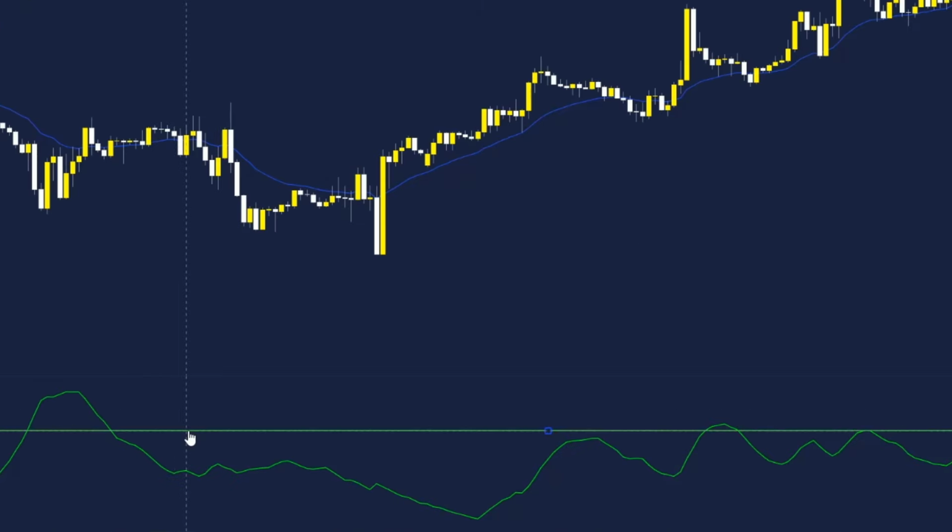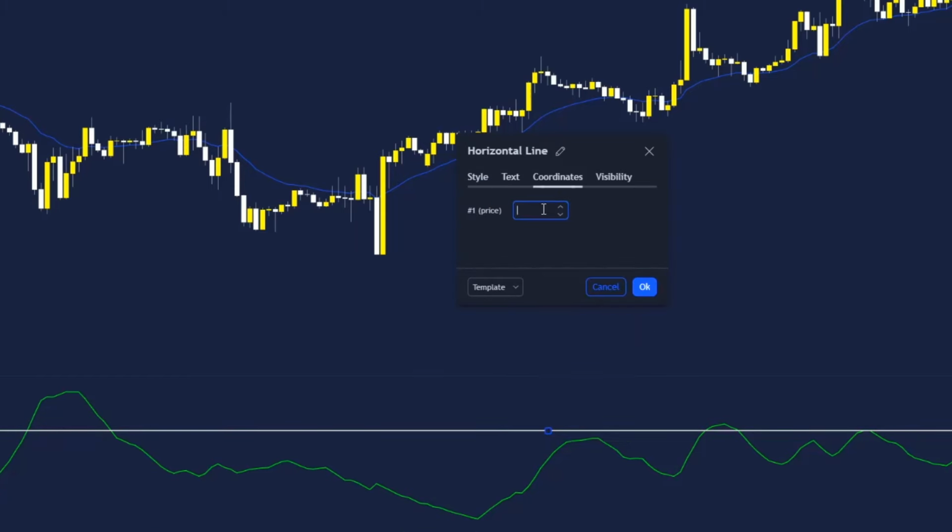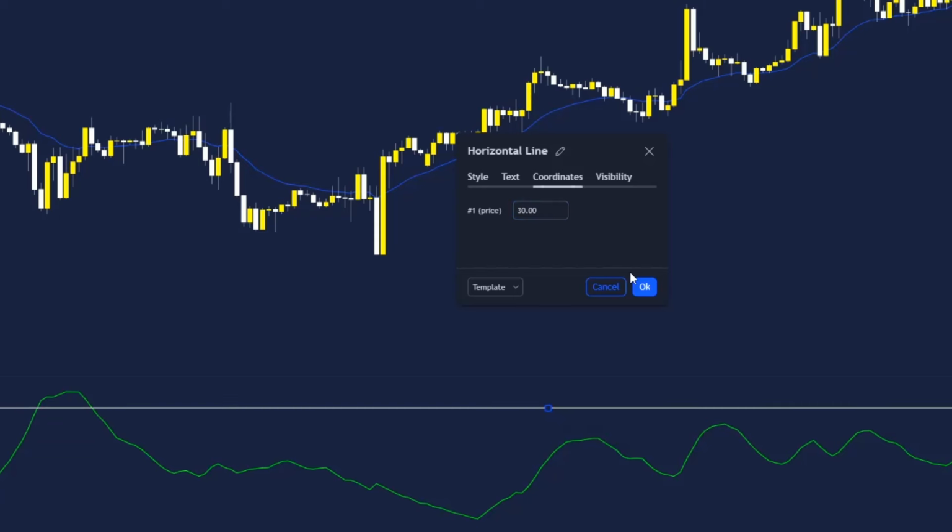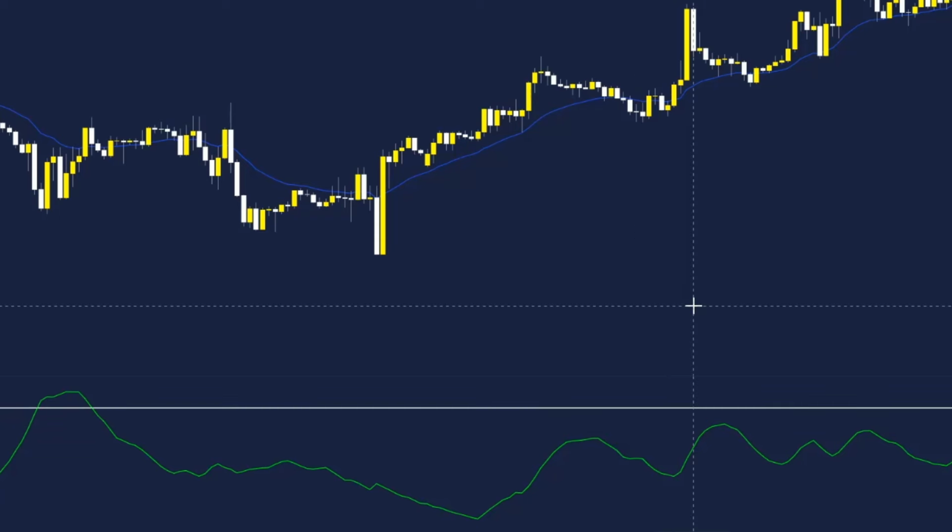Drag a horizontal line into the area and let go to add it. We can then double click on it and change the value to 30. So let's get into how we can use all this to place trades.